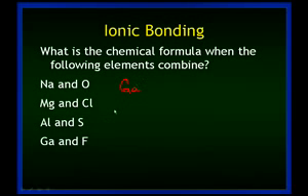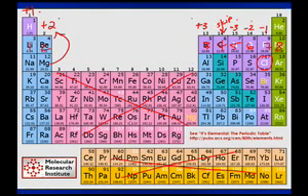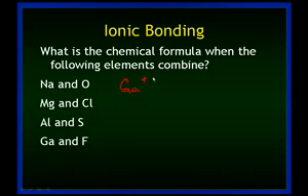Ga, if you look back on your periodic table, find Ga, it's right here. It has a +3 charge. And fluorine has a -1. Check and see if they cancel out perfectly. Okay, these do not. I actually need 3 fluorines to cancel out that +3 of the gallium. So I have GaF3, just like that.